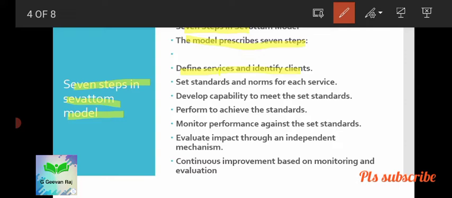The second step is to set standards and norms for each service. So, the second step is to set a particular standard of the quality of the service that they are providing, and they should also form a norm for each service. That is the second step in the Sevottam model of service delivery.